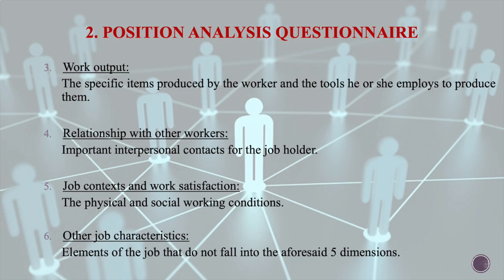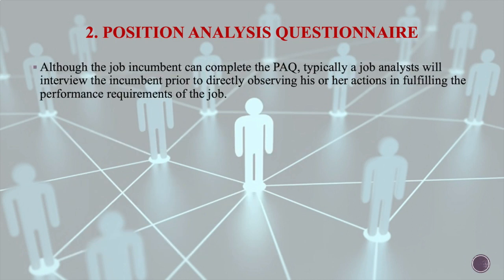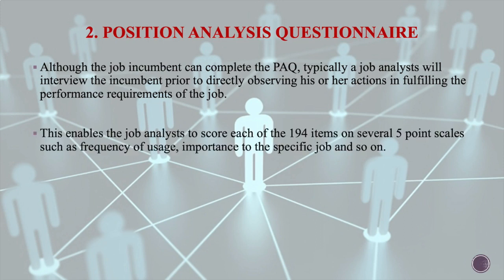Similarly, there are other job characteristics, that is, elements of the job that do not fall in the aforesaid 5 dimensions, and these are addressed under other job characteristics. Although job incumbents can complete the position analysis questionnaire, typically a job analyst will interview the incumbent prior to directly observing his or her actions in fulfilling the performance requirements of the job. This enables the job analyst to score each of the 194 items on several 5-point scales, such as frequency of usage, importance to the specific job, and so on.